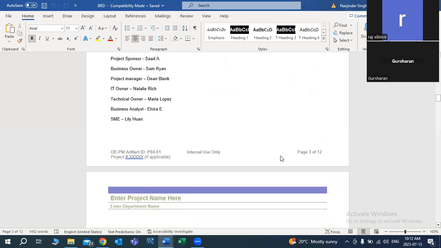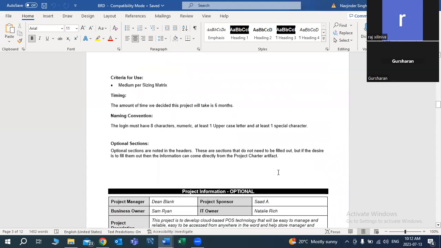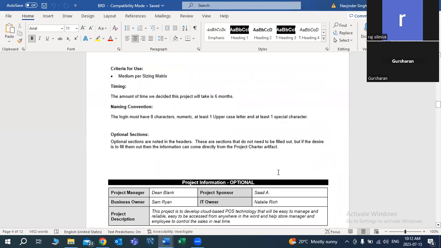Understood? Next, criteria, medium projects per sizing matrix, keep it as it is. Next, timing means how much time will it take to complete the project? This project duration will be decided by the project management team. The project manager or project management team will decide how much time it will take to complete the project. Depends on the complexity of the project.